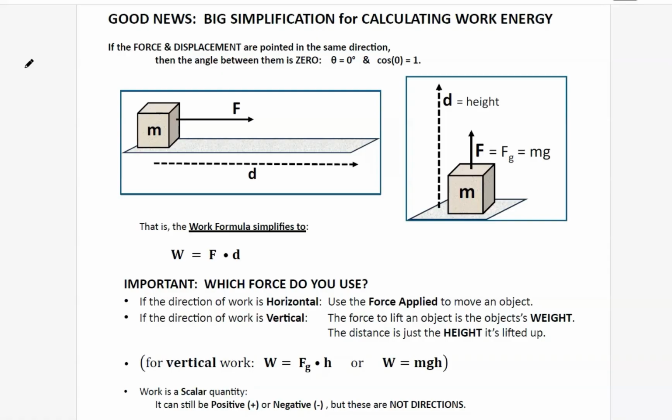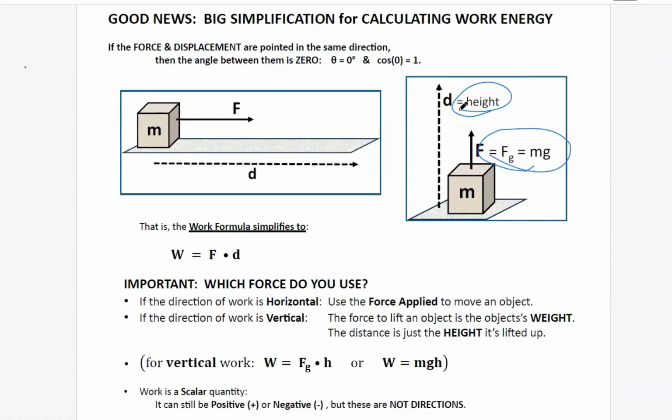Well, when you're lifting an object, the force you have to lift it with has to be the same as the weight of that object. If the object weighs 500 newtons, you have to put a force of 500 newtons to lift it up. So vertical work is really quite easy to figure out. You just figure out what's the weight of the object, because that's the amount of force you have to impart on the object to lift it up, times how high you're lifting it.